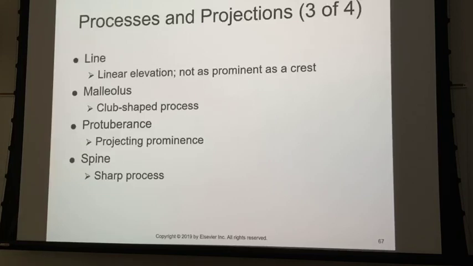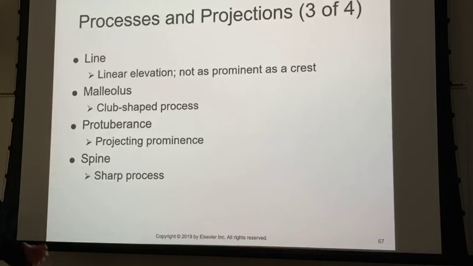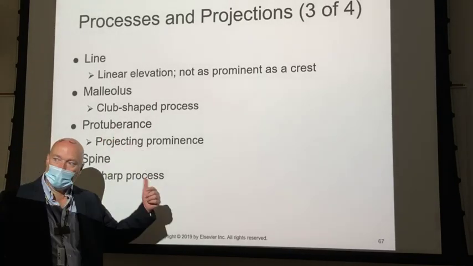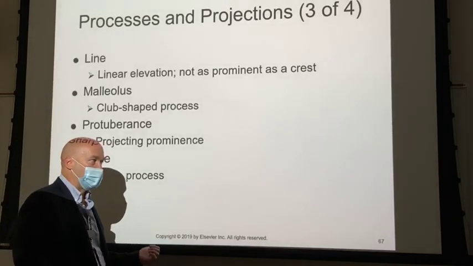A malleolus is a club-like process. On the distal end of your tibia and fibula, you've got these little expanded areas that kind of project down over the ankle itself, or the bones of the foot, and that's what we call the medial and lateral malleolus.